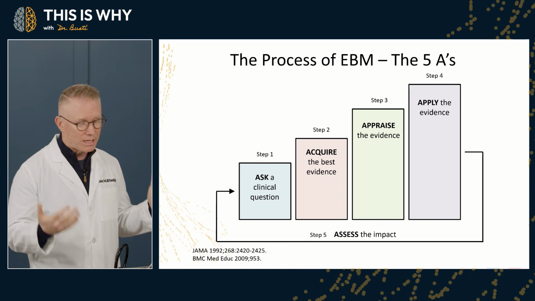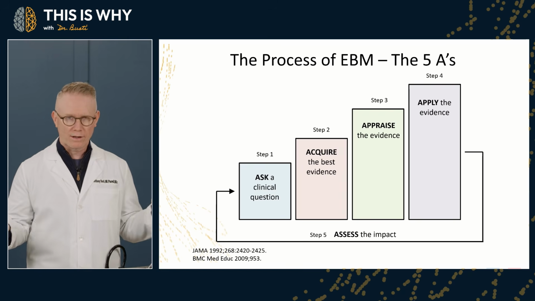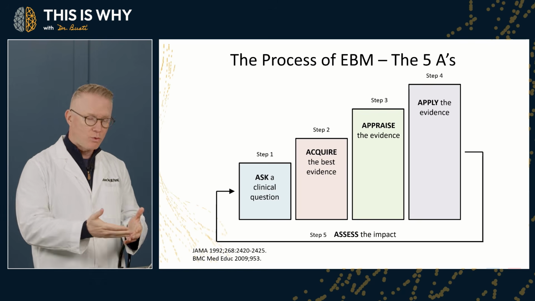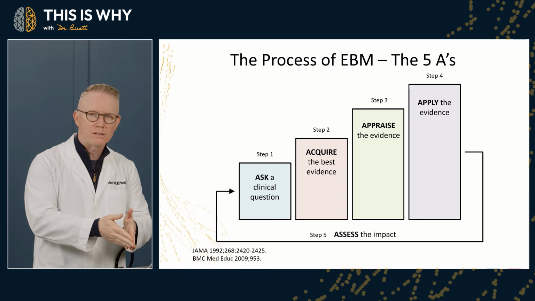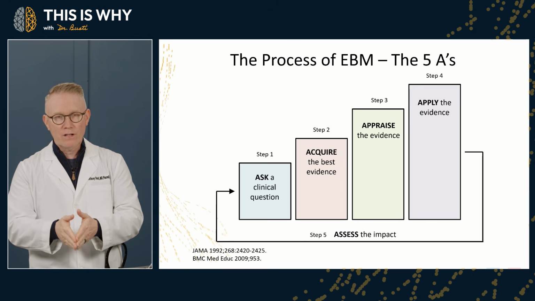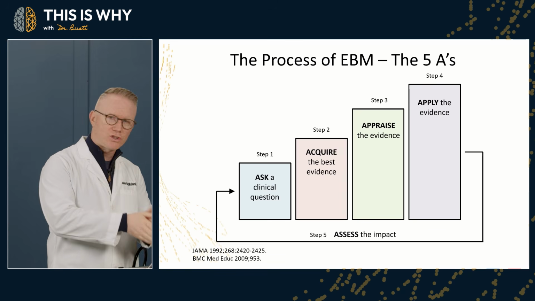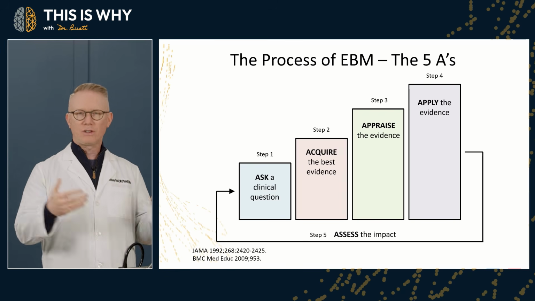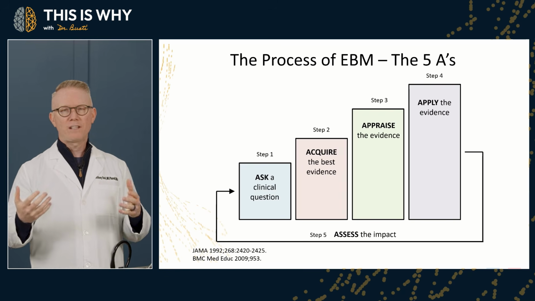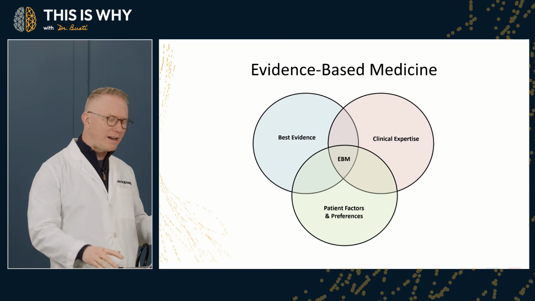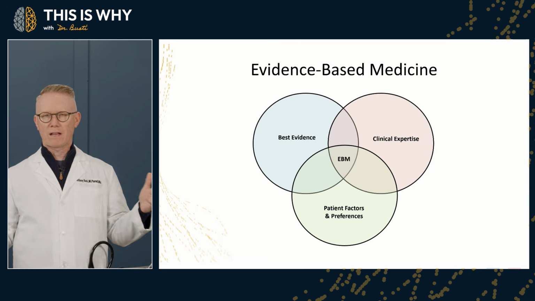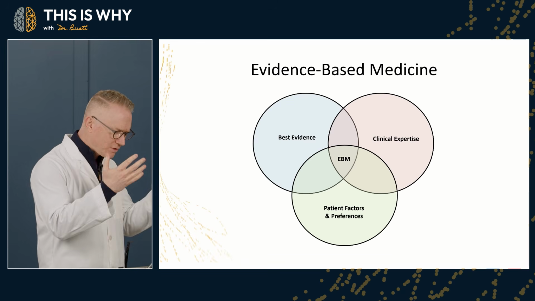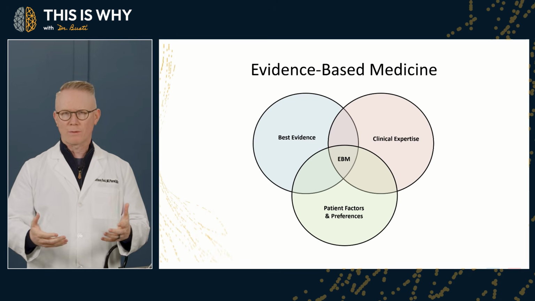Now, finally, the last and most commonly ignored fifth A is to assess the outcome that you did in your own practice. So after applying the evidence, we evaluate whether those decisions are actually producing the desired results that we saw in the literature itself. So evidence-based medicine can also be viewed in the concept of the Venn diagram. You've got these 5 A's, that's the process itself, but you've got these 3 different circles combining together.